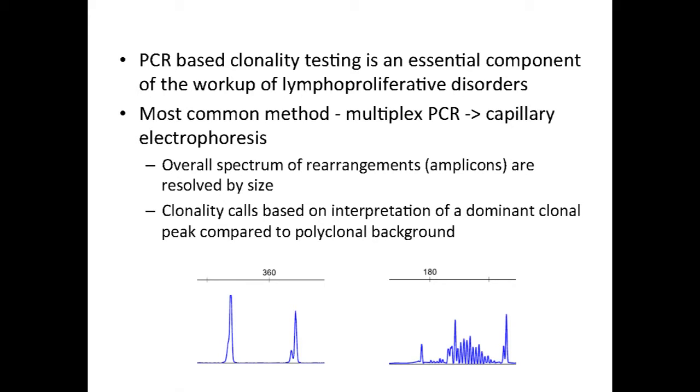And we have been using the assay whenever we see a case that is difficult. We would just go ahead and assess it in addition to the fragment analysis. We'll do the NGS assay. PCR-based clonality testing is an essential component of the workup of lymphoproliferative disorders. But when you get something like this, what do you call it? It's a little bit more difficult. So this is where I think the NGS assays have really helped us in many of the cases to be able to make these calls of clonal versus non-clonal.